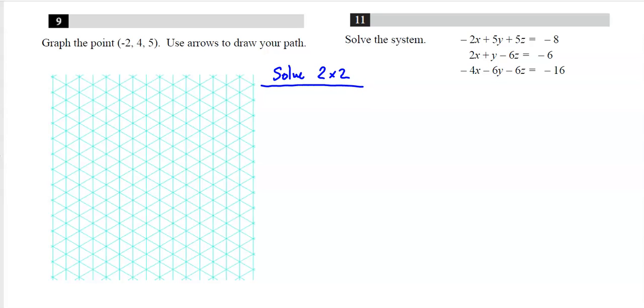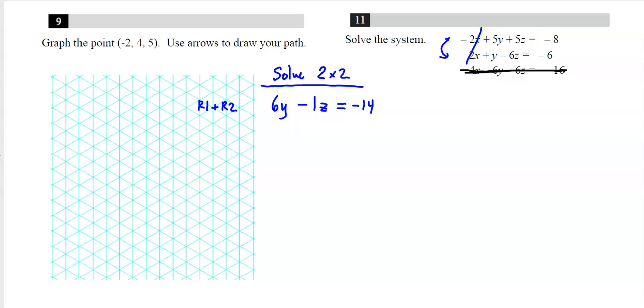Well, how do I know what letter to eliminate? I look through and see what's the easiest. And the easiest thing right now is I have a pair of opposites right there. So I'm going to add these two rows together, and ignore the bottom row. Let's see what I get. When I add those two rows together, the x's disappear, and I get 6y minus 1z equals negative 14. So that was adding row 1 plus row 2.